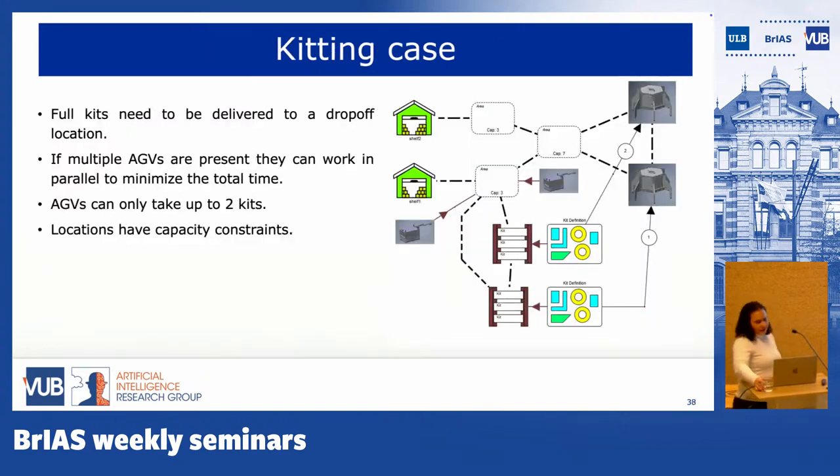For the kitting case, there are still things being done here. But the general idea is that full kits need to be delivered to a drop-off location. So if multiple automated guided vehicles are present, they can work in parallel to minimize the total time. So they have to move around by picking the components of the kits and then dropping them off in a specific location. Then they can take only up to 2 kits, and the specific locations in which they can move around have capacity constraints.